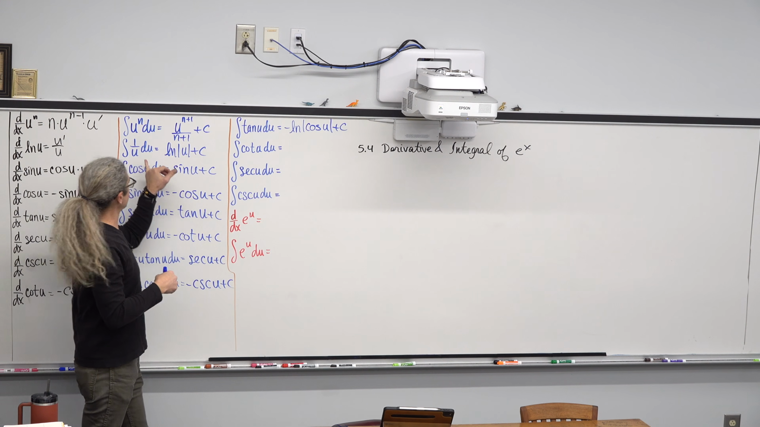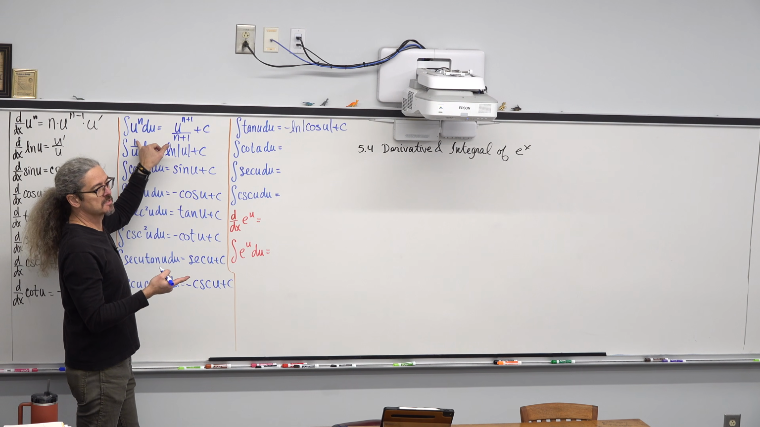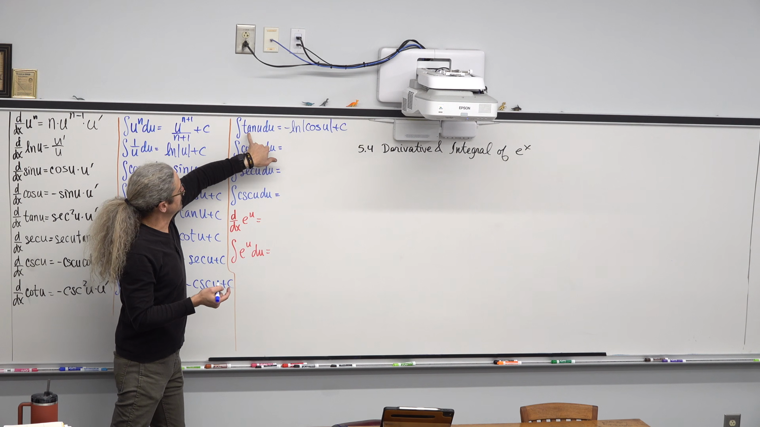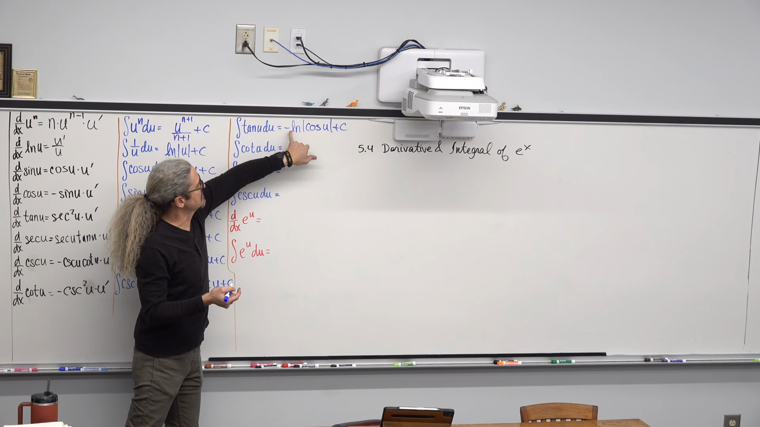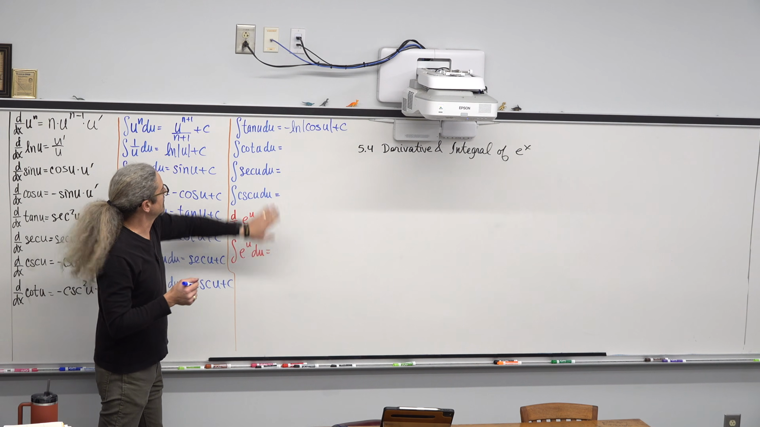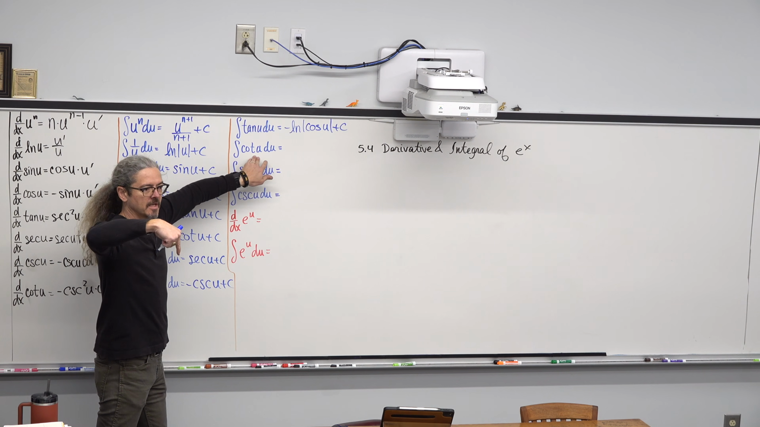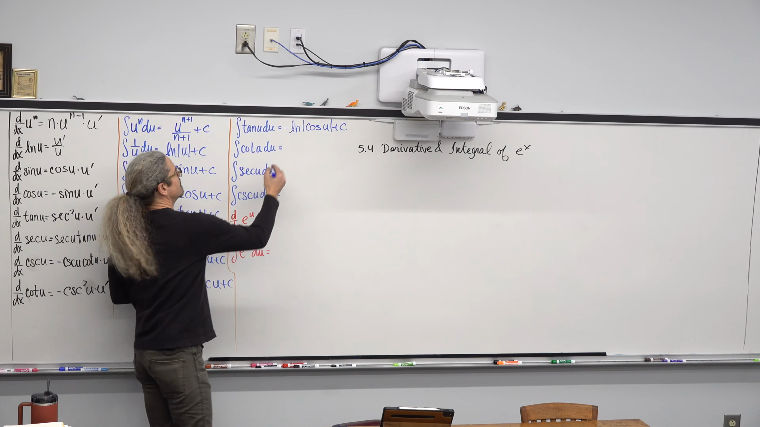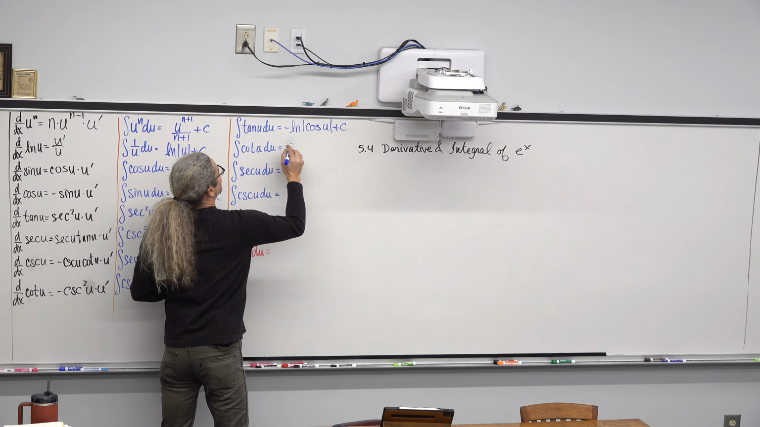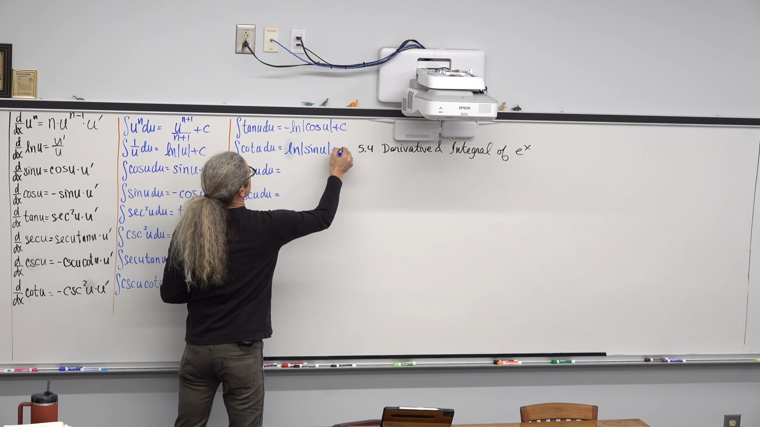But then if the denominator is cosine, u prime is negative sine of u. That's why we have a negative from the inverse, the integral of tangent of u du. That's where the negative is coming from: negative natural log of the absolute value of cosine of u plus c. The integral of cotangent of u, where we have sine in the denominator, is just a positive natural log of the absolute value of the sine of u plus c.